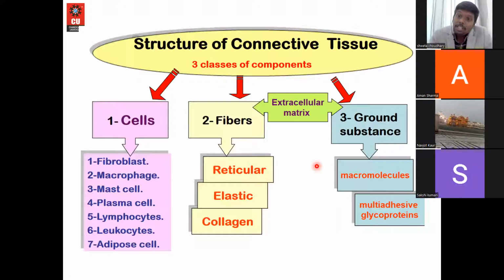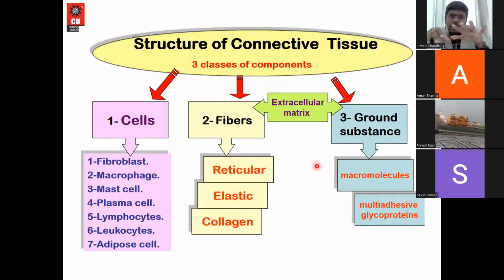Then we have different types of fibrous network architecture among the tissues, and that fibrous network is called fibers. We have reticular fibers, we have elastic fibers, and we have collagen fibers. Collagen fibers are present in your blood vessels, and all normal skin tissue has collagen fibers.